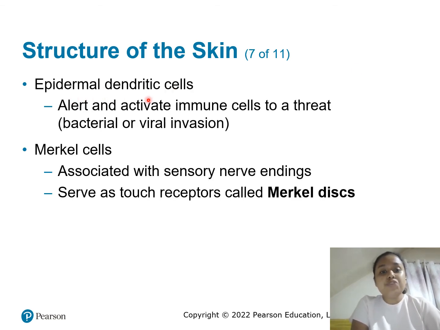Okay, your dendritic cells, epidermal dendritic cells. If we have a quiz on this particular structure, it has to be in complete, the name should be epidermal dendritic cell, because you have dendritic cells everywhere else. This one is specific to the epidermis. So it's the epidermal dendritic cells. Okay, these are the immune cells in your epidermis.